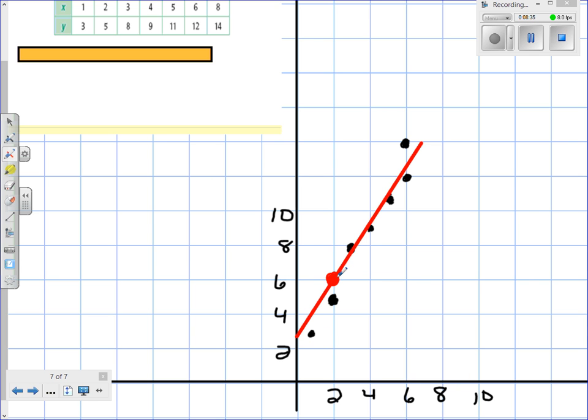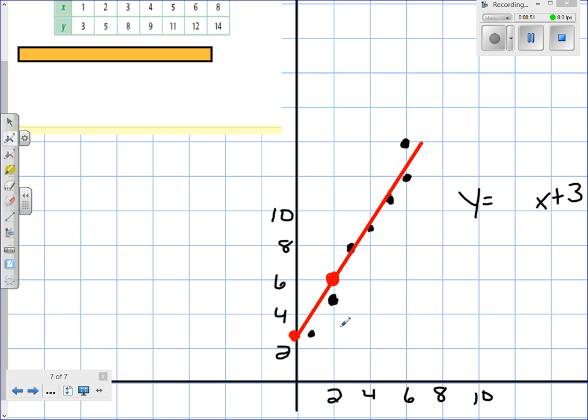So I'm adding that one in. Notice it's at an easy intersection, easy to read. And I'm actually going to use this point right here. So looking at this, I can identify my y-intercept as 3. So I know I have a plus 3 over here.